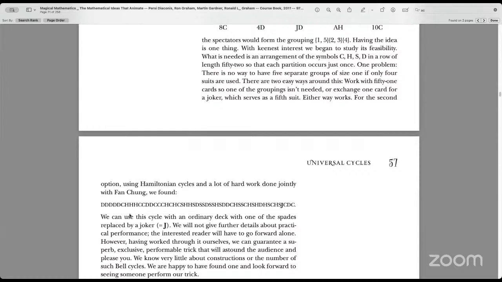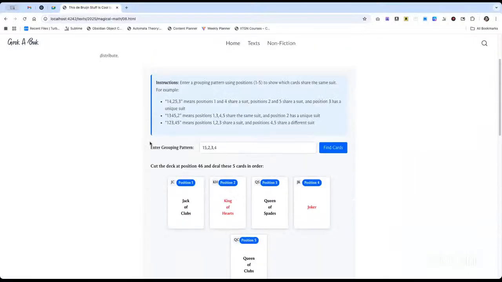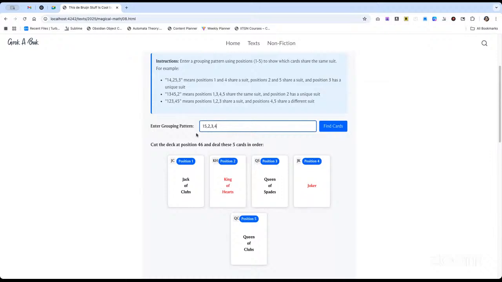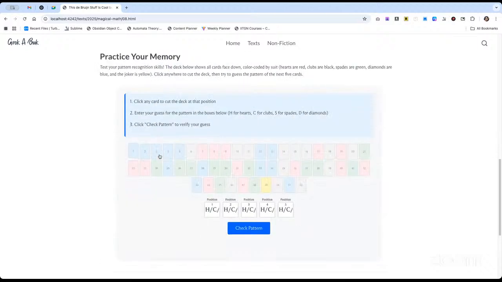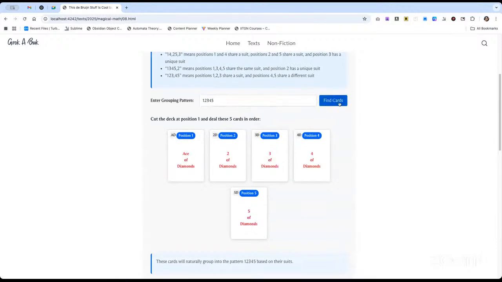When I was showing you, the reason I was able to figure out the cards was because I set up a little calculator here where I could enter a grouping. This is just a JavaScript program, which, if you give it a grouping, so if you say 1, 2, 3, 4, 5, that appears only once at the top of the deck, where, as you can see, it's all diamonds. It can be anything you want, but that appears at the top of the deck. So if you say find cards, in my stupid sequence, it was the first 5 diamonds.